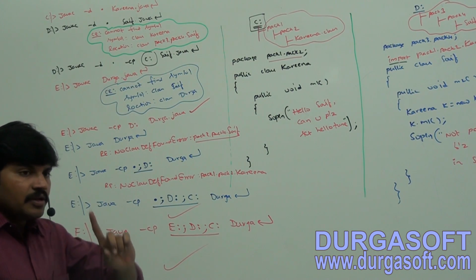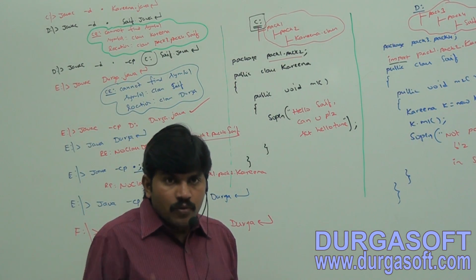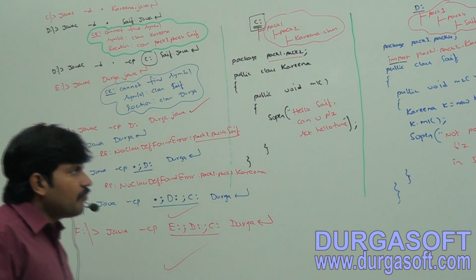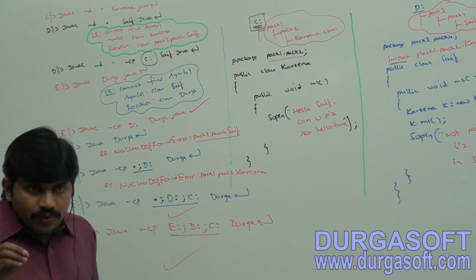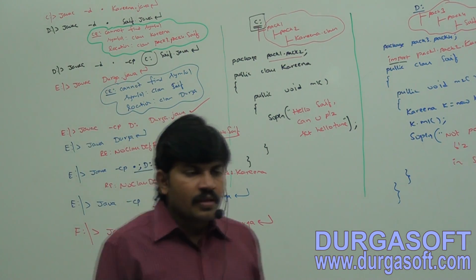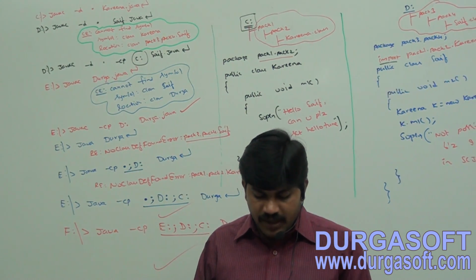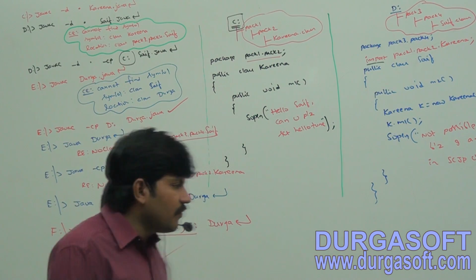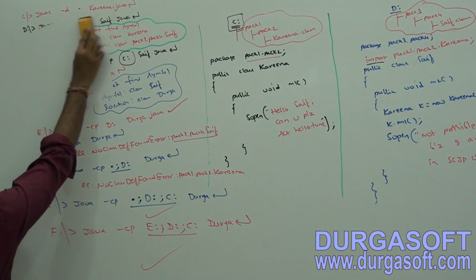Next, second: have you remembered how many levels of dependency the compiler will check? Only one level, but the JVM will check all levels of dependency. Add: the compiler will check only one level of dependency, whereas the JVM will check all levels of dependency.